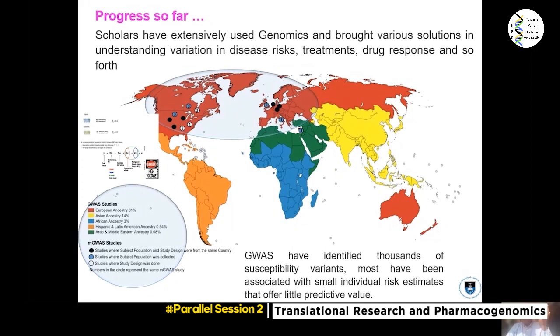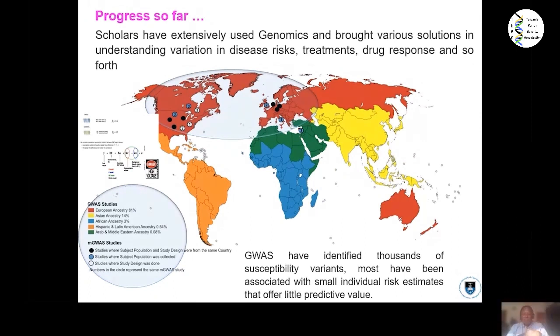That gap needs to be filled in terms of data generation and in terms of appropriate methods that can account for the diversity of different populations. As we know, genome-wide association studies are based on the concept of common diseases and common variants, and they also leverage linkage disequilibrium.